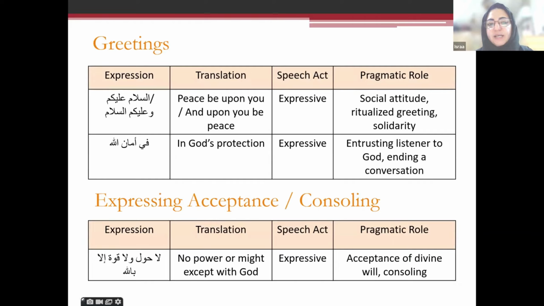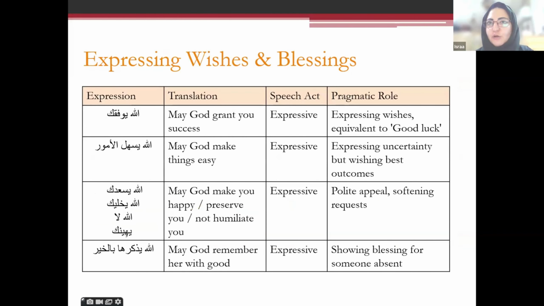Other expressions are expressions of acceptance and consoling. So, no power or might except with God. And this is something that's used for consoling someone, especially in a death situation. Also, expressions of wishes and blessings. So let's say maybe positive emotions. So may God grant you success. May God make things easy. May God make you happy, preserve you. May he not humiliate you. So all these things are expressing wishes.